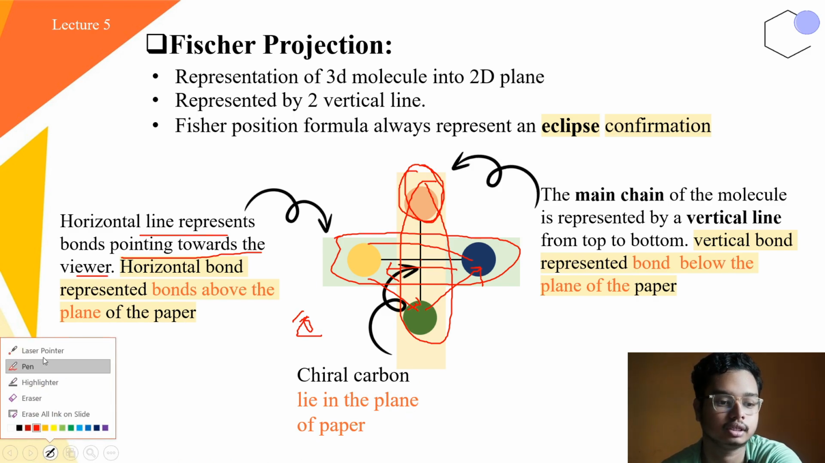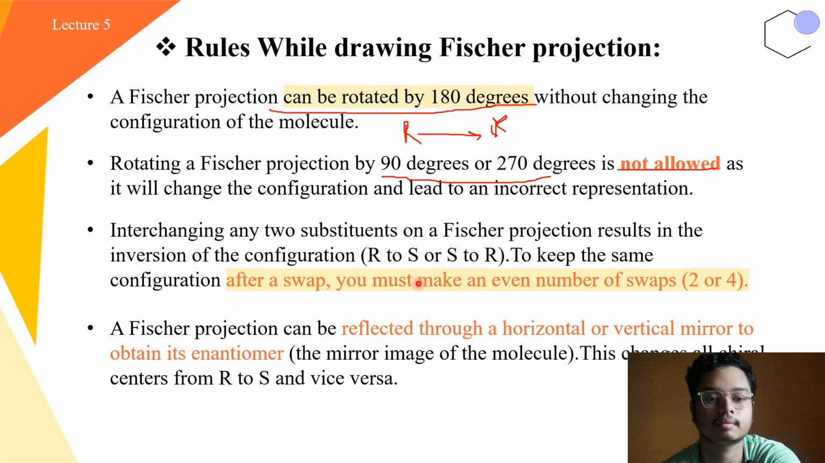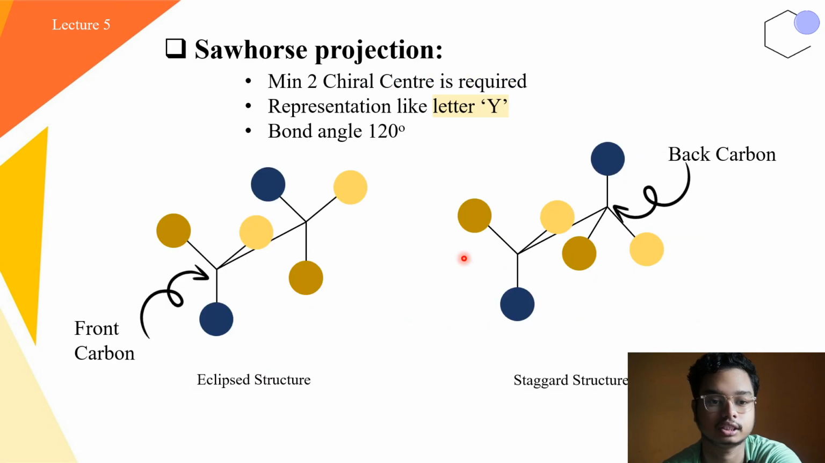Okay, so now let us talk about the next representation, that is the Sawhorse projection. A minimum of 2 chiral centers is required for the Sawhorse projection, and it is a representation like the letter Y, and this particular group is something like this. There are 2 chiral centers here. This particular group is the front carbon and this will be the back carbon. Okay, and here it is written as an eclipsed structure.